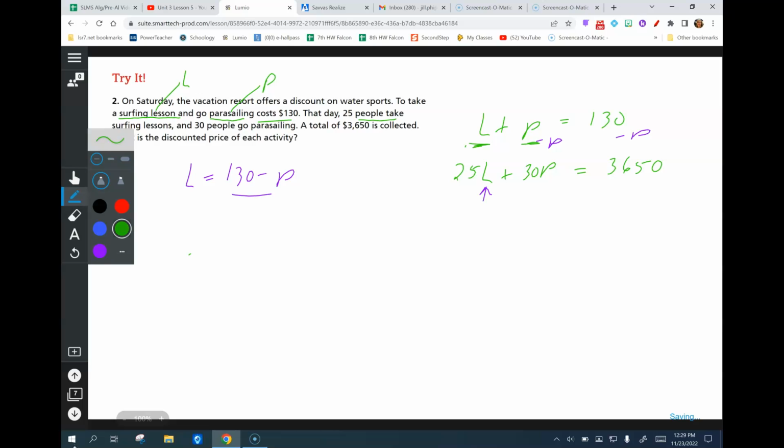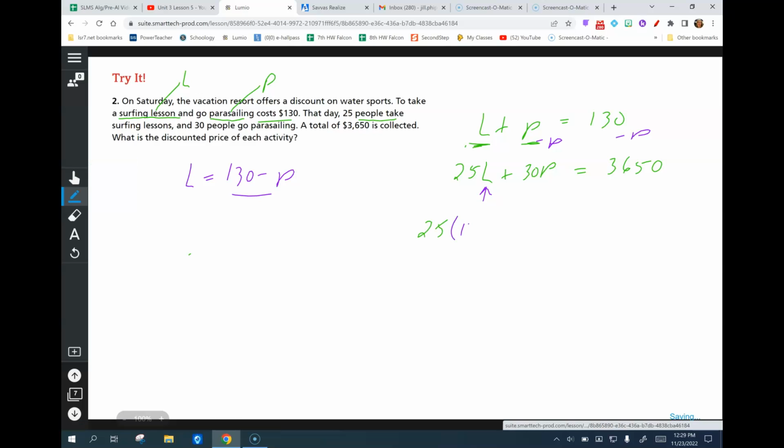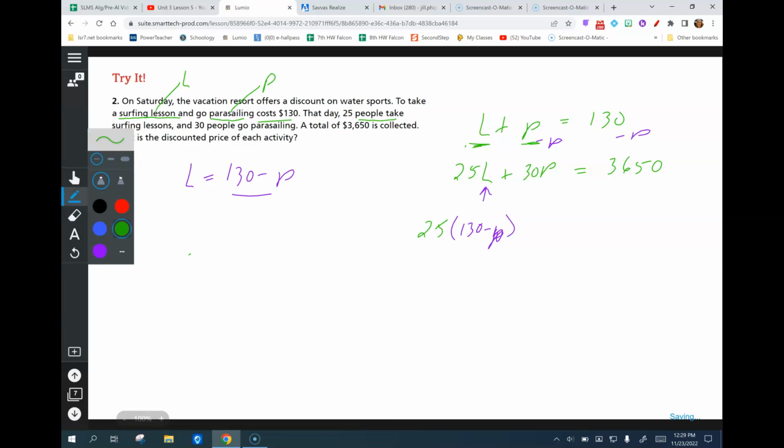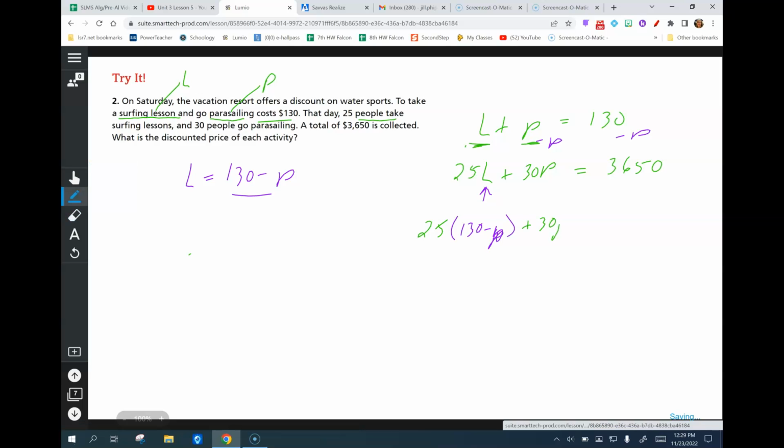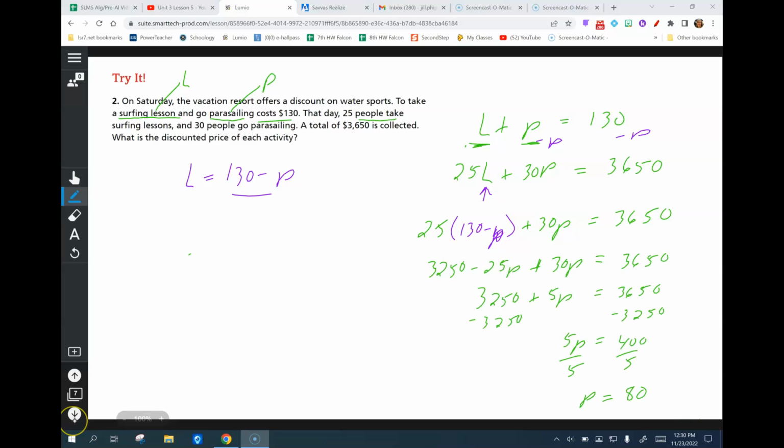Okay, so I have 25, and I'm plugging in 130 minus P. Now I just write down the rest of the equation. And we're going to solve this equation. Pause yours, solve this equation, go. So when you solve this equation, you came up with P equaling 80. And if you didn't, pause your screen right now, go over it, and see where it is.